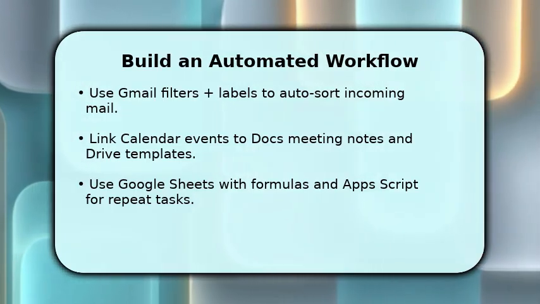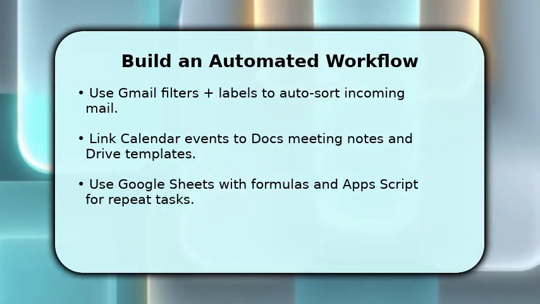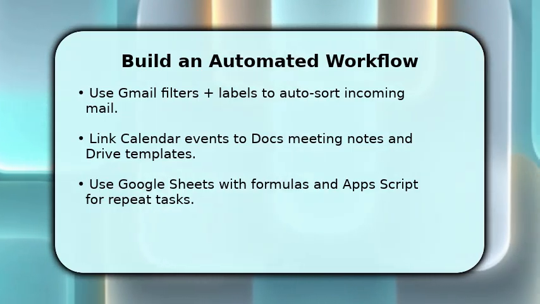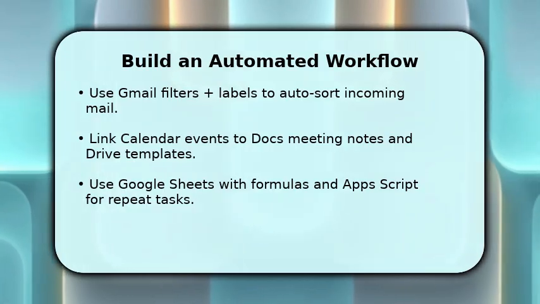Next, centralize recurring task lists in Sheets using formulas. Add a small app script to auto-create weekly checklists. This reduces manual copying and keeps context together, making handoffs and follow-ups predictable and fast.